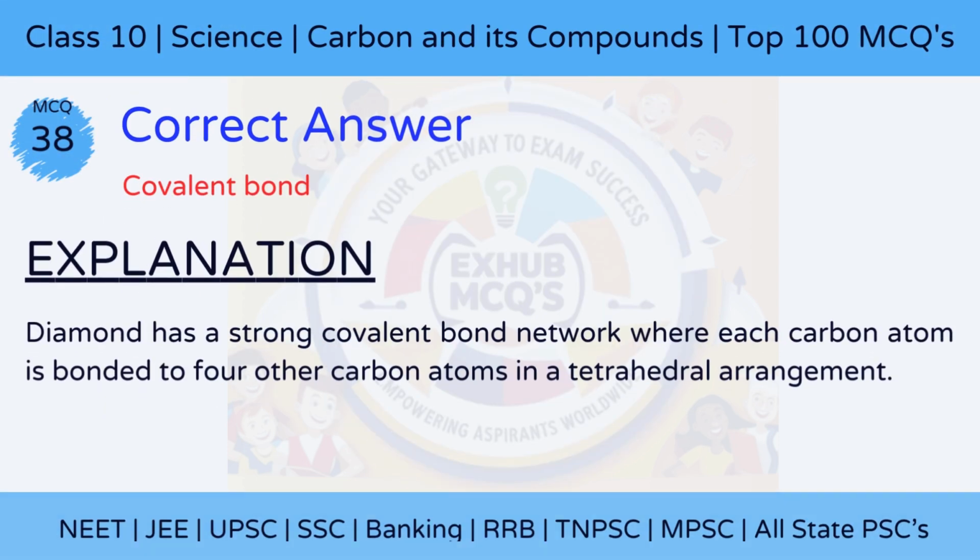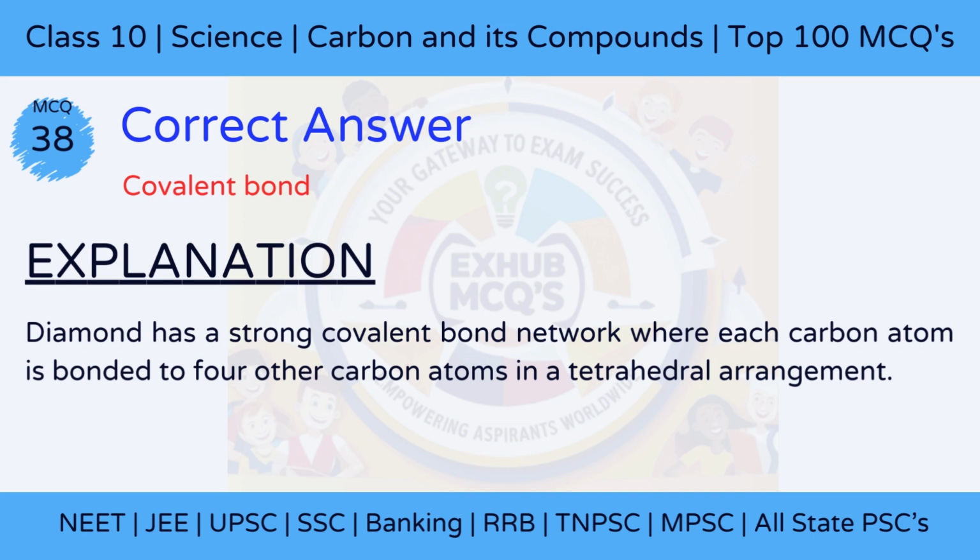The correct answer is option C, covalent bond. Explanation: diamond has a strong covalent bond network where each carbon atom is bonded to 4 other carbon atoms in a tetrahedral arrangement, making it extremely hard.